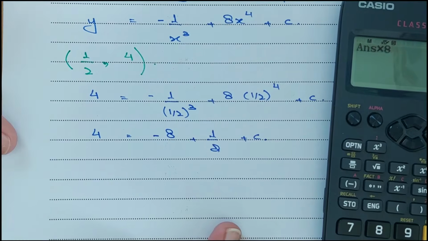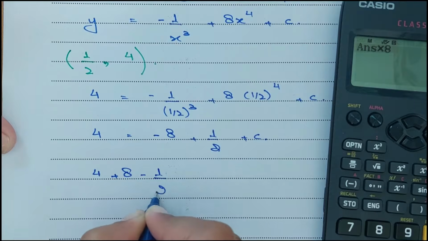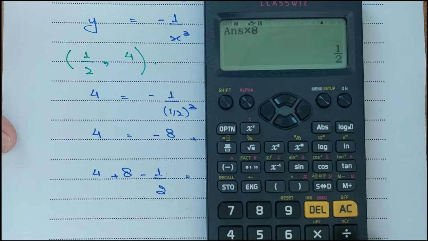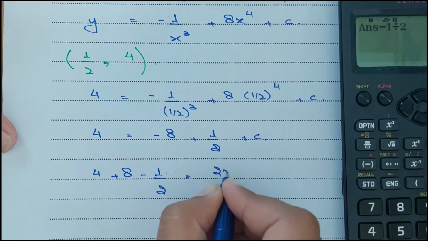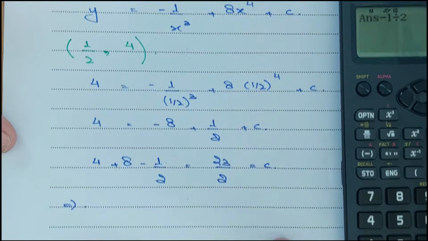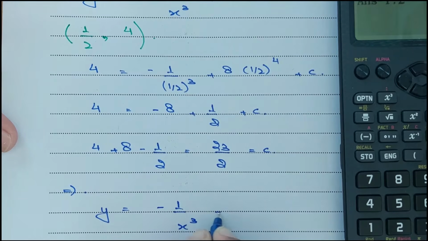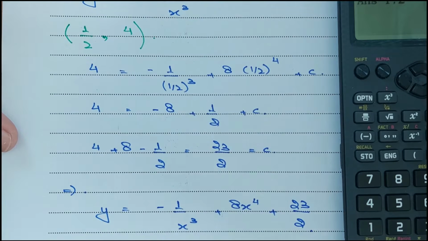To solve for c we have to say 4 plus 8 minus 1/2. This is the c value. Okay, 4 plus 8 minus 1/2 is 23/2, that is the c value. Now we have the equation of the curve, just substitute over here. y equals -1 over x^3 plus 8x^4 plus 23/2. This is the equation of the curve.